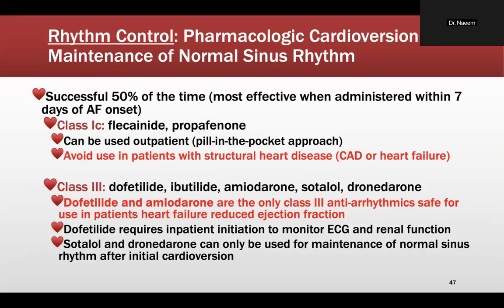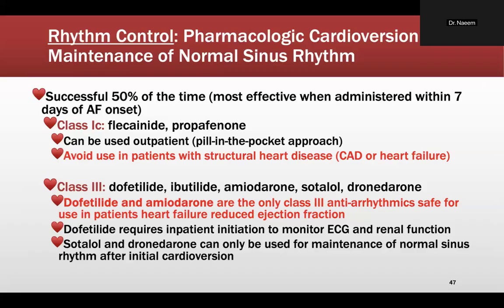Of class 3, we have dofetilide and amiodarone, which are the ones that I pointed out earlier. Those are the only agents that are safe for use in patients with structural heart disease or heart failure with reduced ejection fraction. And I mentioned briefly before, but just to reiterate, dofetilide requires inpatient initiation and renal function monitoring very closely. We have sotalol and dronedarone. These can only be used for maintenance of normal sinus rhythm after the initial cardioversion.